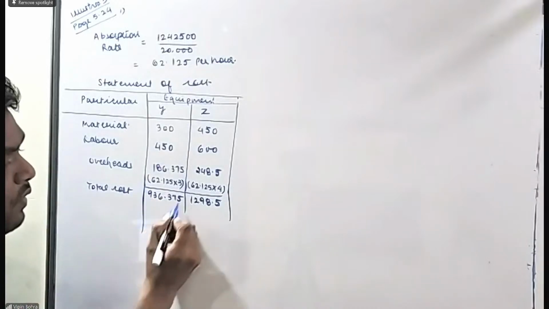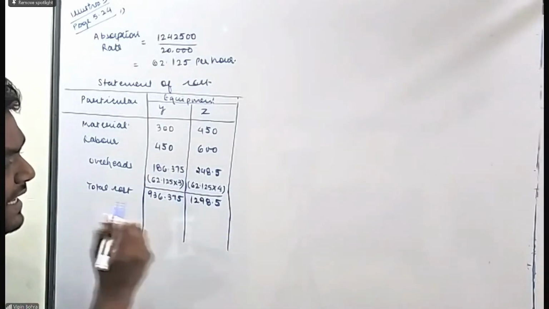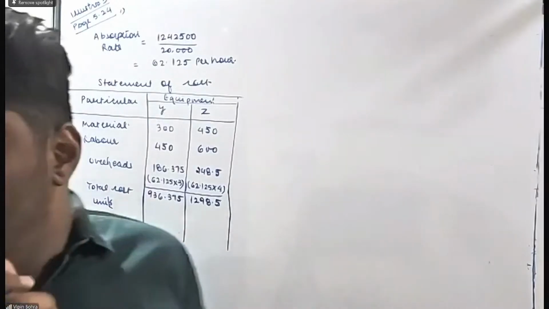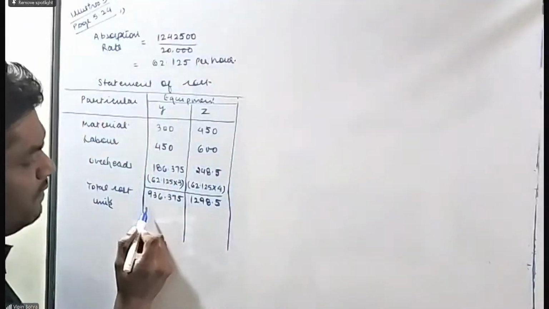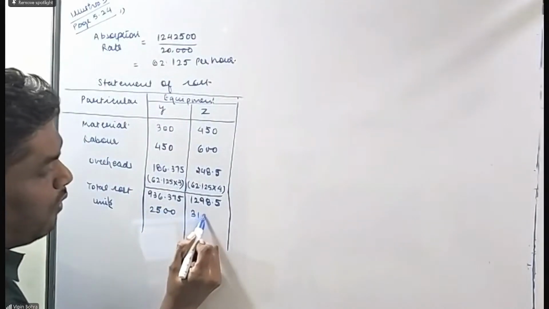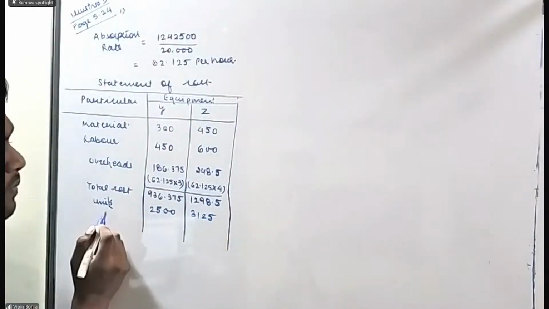Further, if we want to calculate the total cost also, we can easily calculate. The units manufactured are given, that is 2500 and 3125.